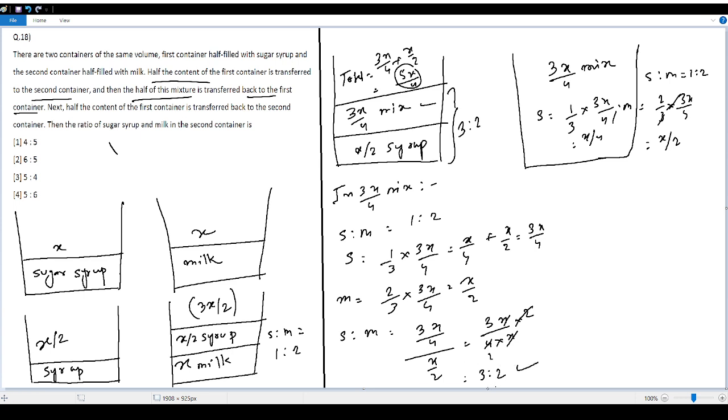What is the ratio? 3 is to 2. So what is the amount of syrup present over here? 3 by 5 into 5x by 8, that is 3x by 8. What is the amount of milk present over here? That is 2 by 5 into 5x by 8, that is x by 4. Alright.